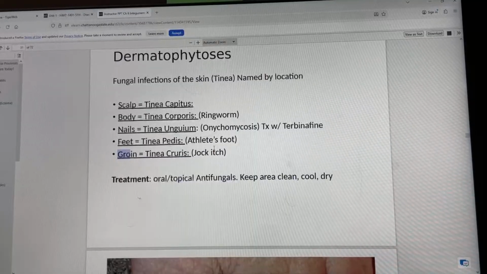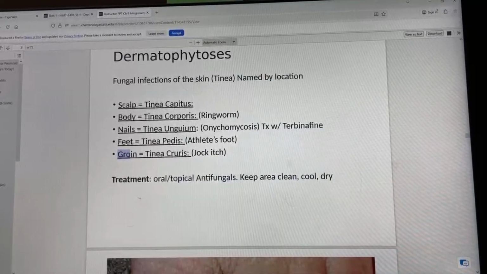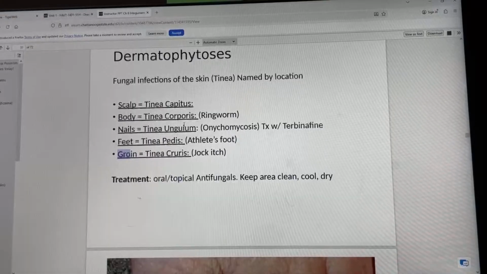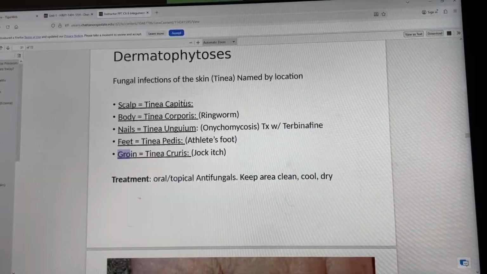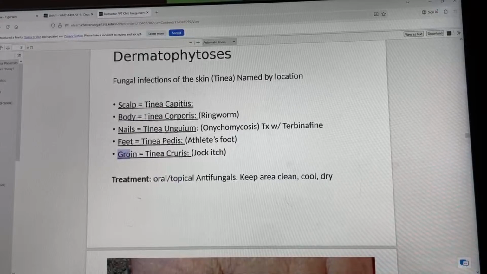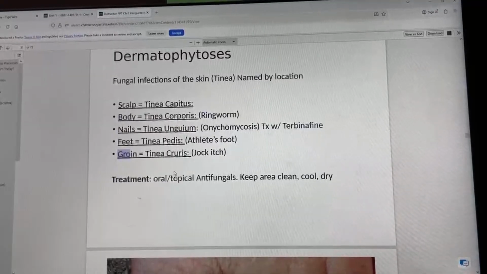It's just very red and kind of yeasty looking in the groin area, okay? So it's all the same thing. It's all tinea, which is the name of the fungus, and then it's just named off of where it is on the body. Does that make sense? So the treatment is all going to be the same because it's all the same thing, except for the nails, just because you need something stronger to get into the nail beds. And we'll talk about more specifics on medications at the end.